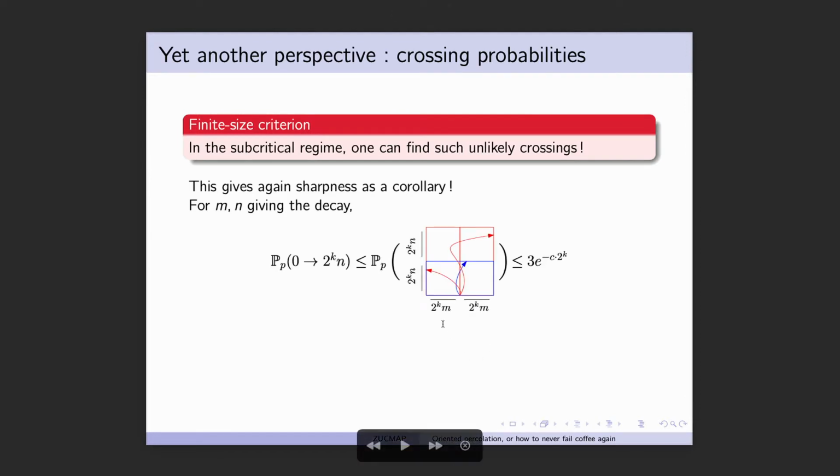by saying that to be connected to height 2kn, then you must either cross the blue box from bottom to top, or one of the two red boxes, which go all the way down here, from right to left or from left to right, and then you bound again by the previous result, and you get this exponential decay. And in general, you have this sharpness result. And all right, that concludes what I wanted to say.